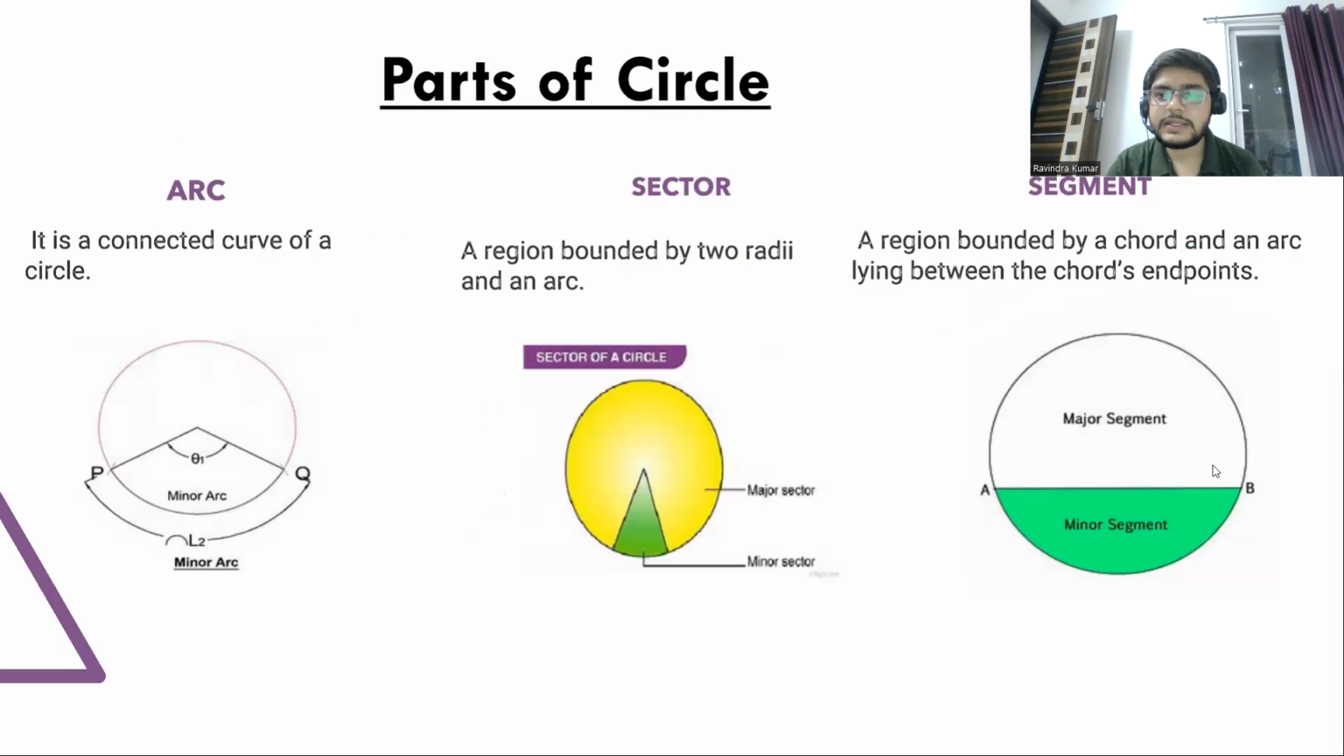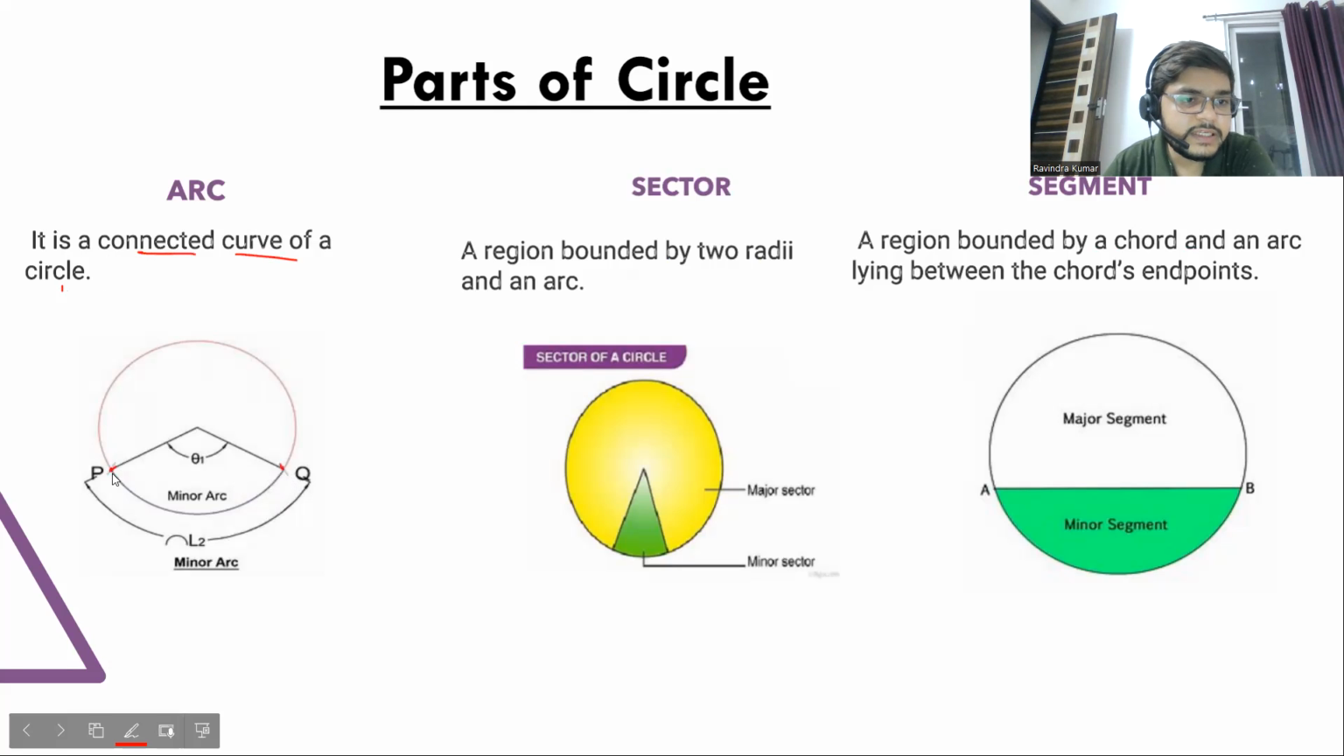It is the parts of a circle. There are a lot of parts of a circle, so we will discuss all of them one by one. First, we will discuss the arc. What is meant by arc? An arc is a connected curve of a circle. Let's say we make two points here, point P and point Q. This distance, which I am drawing in red color, is an arc.